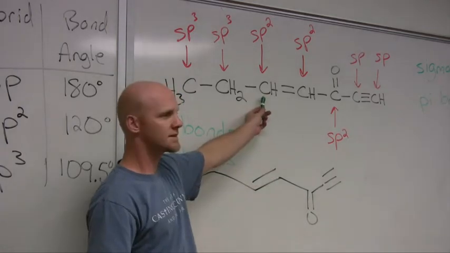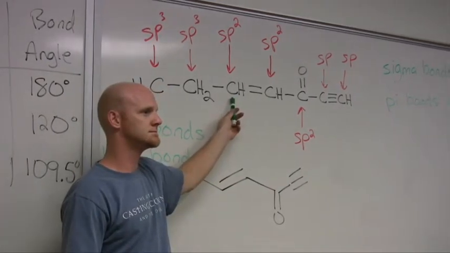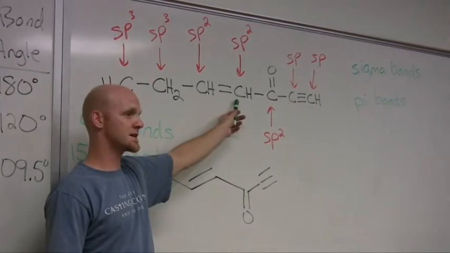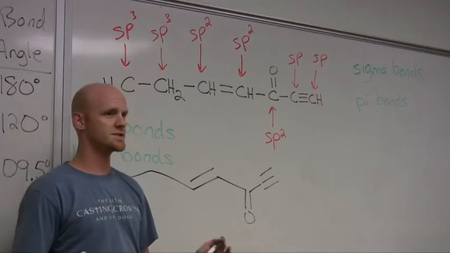What is this carbon using to make its pi bond with this carbon? P orbital. What's this carbon using to make that same pi bond? P orbital. If I say pi bond, you got to say p orbital. Works that way every time.